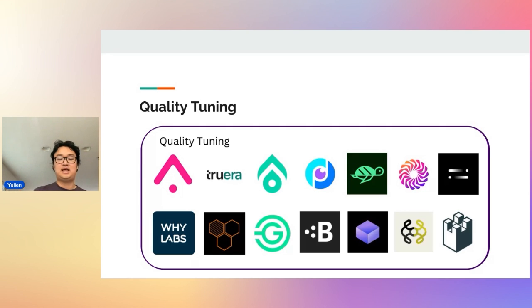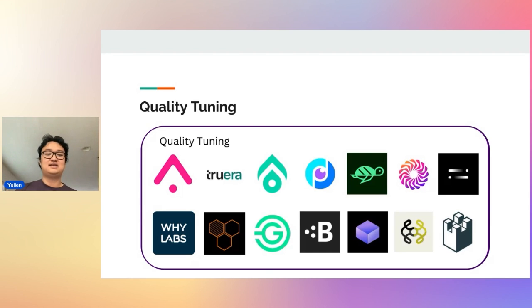And later on today, we'll be hearing from Aparna from Arise. Arise is, I guess, also a chevron with a dot, the chevron dot. That's Arise. Next, that is Truera.